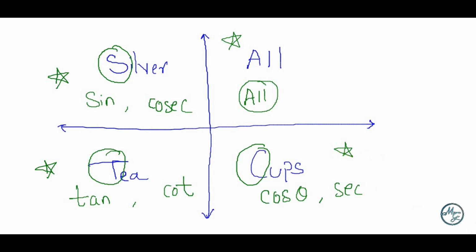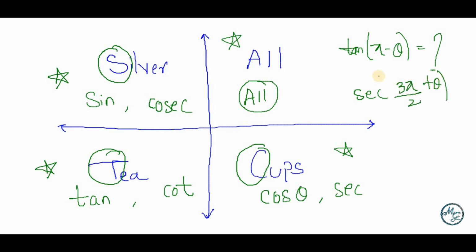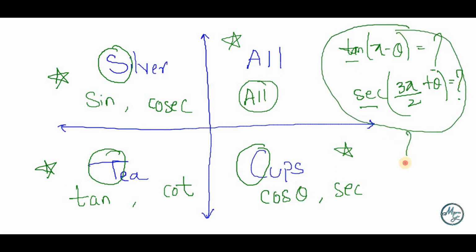Now let us take it further. Let us understand what is tan(pi minus theta), what is sec(3 pi by 2 plus theta). Many times we get confused whether the sign will be positive or negative, whether tan will get converted to cot or not, whether tan will remain tan or it will get converted. Same over here, whether sec gets converted to cosec or not, whether sec will remain sec. So let us study in detail about such kind of conversions.